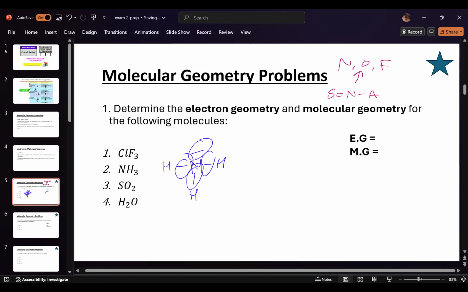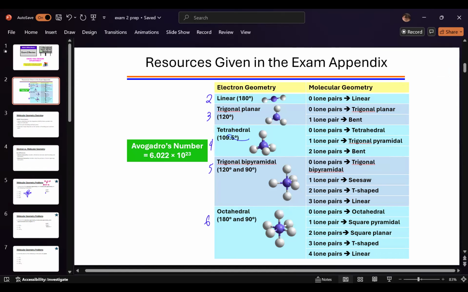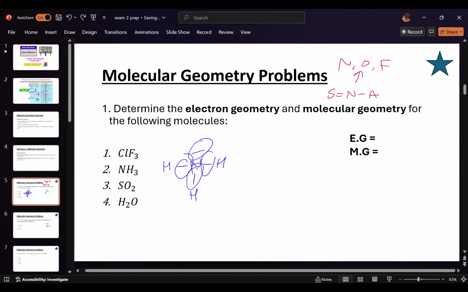All right. Now for the molecular geometry, once more, if we are in tetrahedral and you have 1 lone pair, it will be trigonal pyramidal. All right. Sorry. All right. There we go.